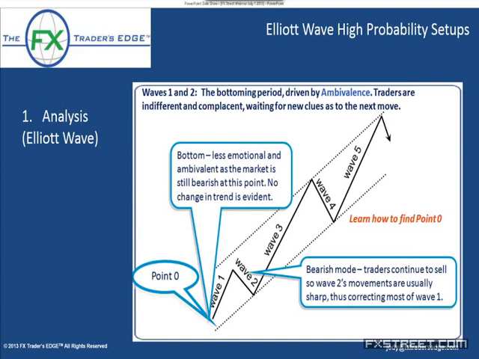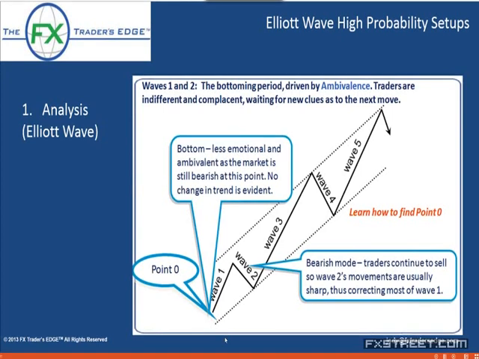So once wave 1 ends and wave 2 begins, because the market is still bearish, traders are selling. So wave 2 movements are usually very sharp and steep, oftentimes correcting most of wave 1. And this is where you see your double bottoms happening. You see at least 61.8% Fibonacci retracements of the wave 2 for the wave 1, and you see your double bottoms. Once you learn how to figure out the end of the trend and you can anticipate the start of the new trend, well, then you are ahead of most of the crowd.